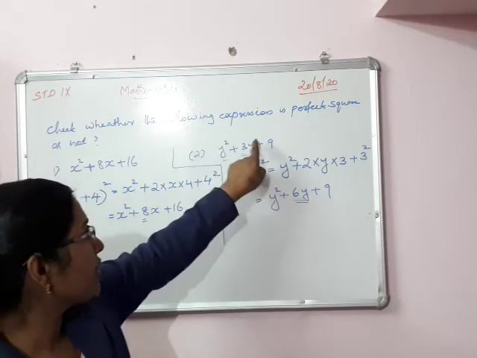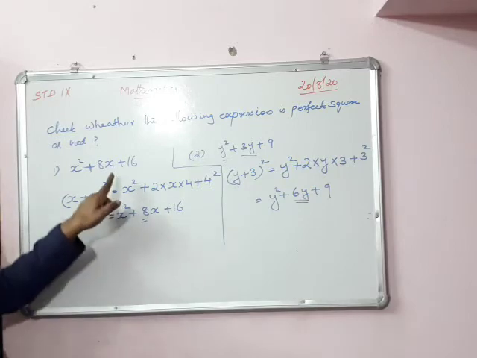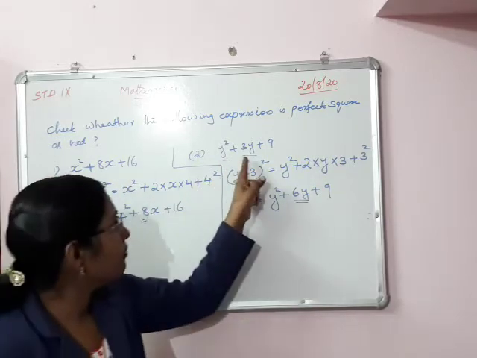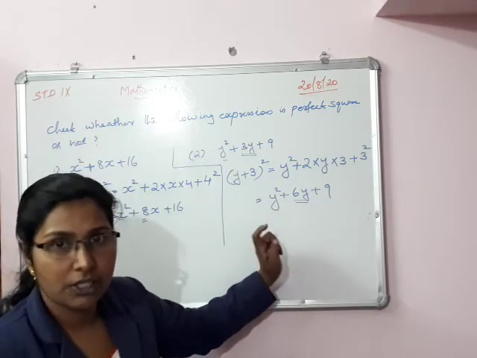The middle term differs. So it is not a perfect square. But in the first question, the middle term, first term, last term, everything is the same. But in the second question, the middle term differs. So it is not a perfect square. Understood?